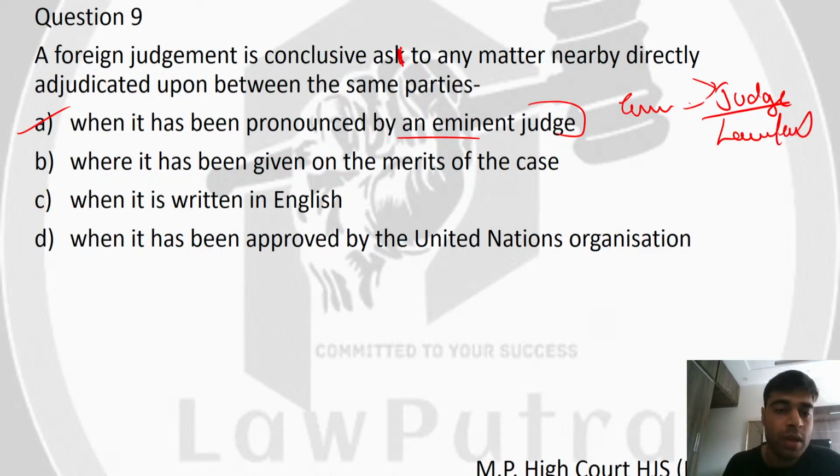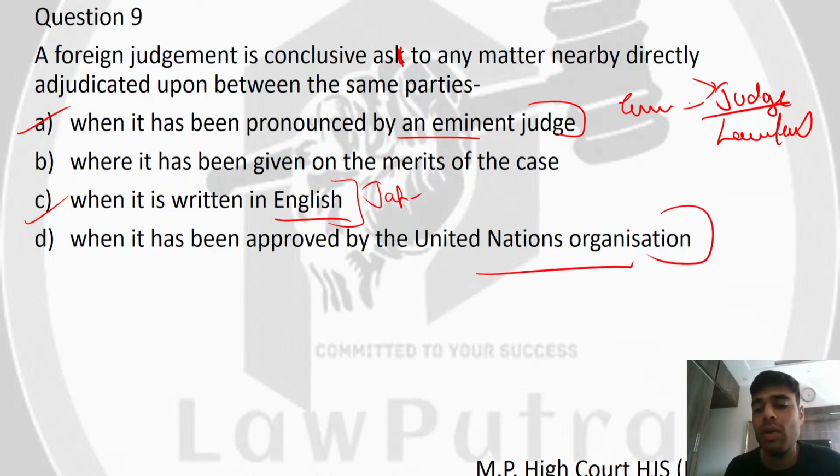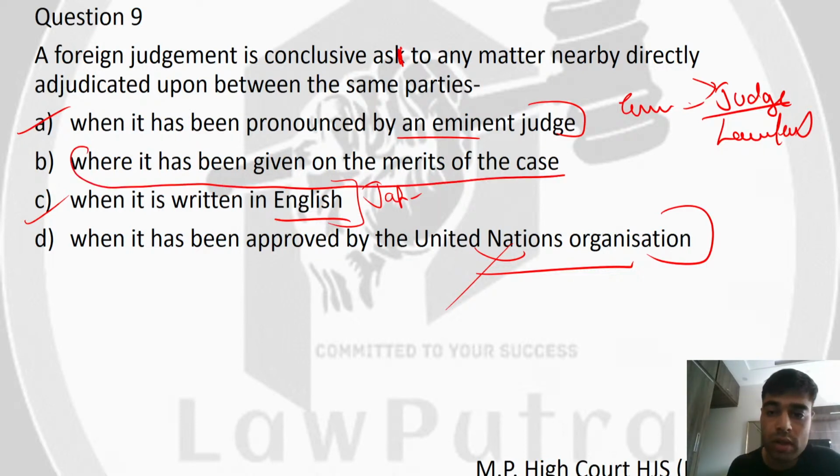When it is written in English, there might be many jurisdictions in which English is not the language, so they will not write it in English. Let's say Japan, Russia, in all these countries the judgments are in their own languages. When it has been approved by the United Nations organization, UNO has nothing to do with it. UNO has no power to tell whether a judgment of a particular country is conclusive or not. So the only important question is whether it has been given on the merits of the case.